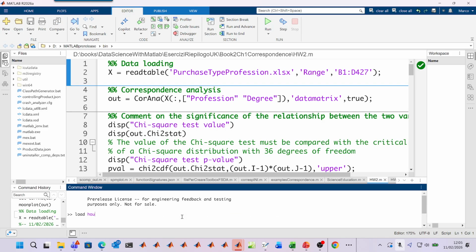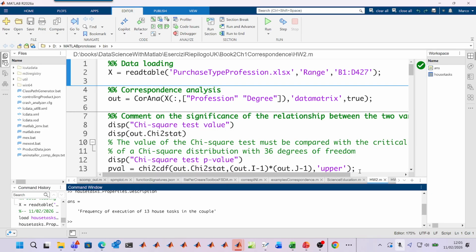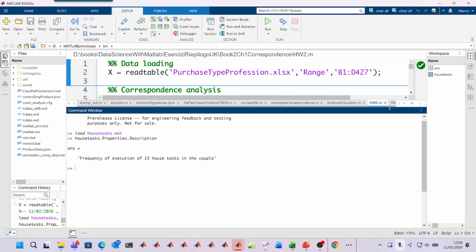Okay, load. Now the auto-completion finally works. Load house tasks. When you load a dataset of FSTA, house tasks dot properties dot description, you can see the description of the dataset, right?